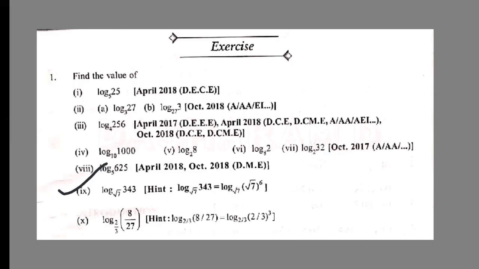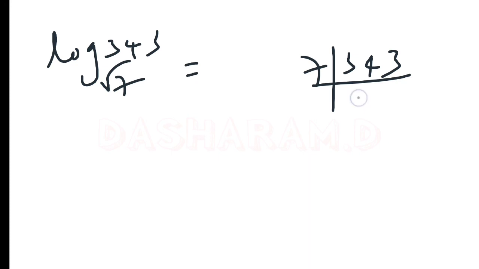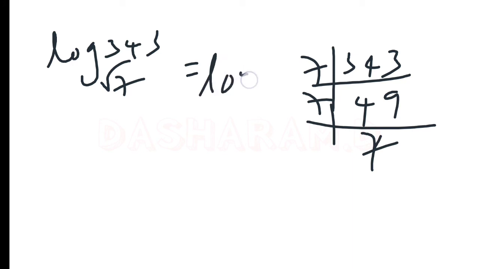Next, the ninth question: log 343 base root 7. Here the base is root 7. Anyhow, let's do the factorization in the 7 table. 7 ones are 7, 7 fours are 28, 7 fives are 35. So 7 fours are 28, remainder is 6. Next, 7 nines are 63. So 7 sevens are 49. So log 343 means 7 cube, base root 7.